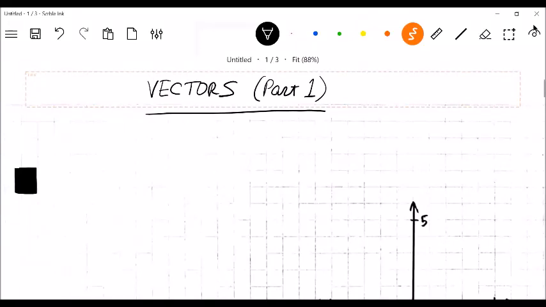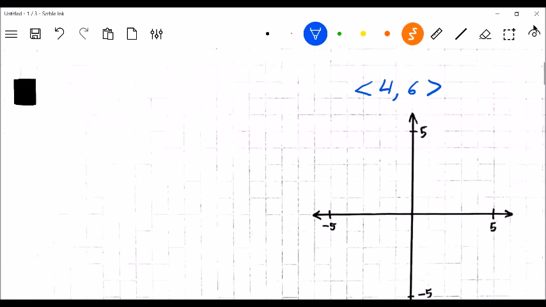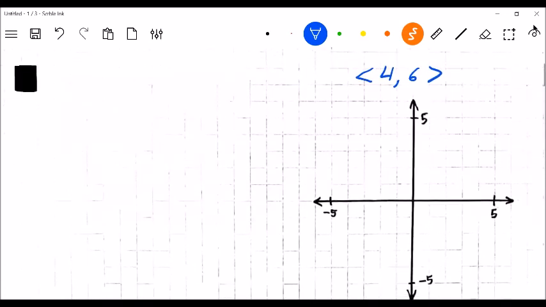Welcome to vectors. We're going to look at what they stand for and some operations with them. First, let's take the vector 4, 6. Notice the arrows. That denotes this as a vector, not as just a point. However, we still do graph it as if it were a point in order to find some information about the vector. So 4, 6 as a point would be here.